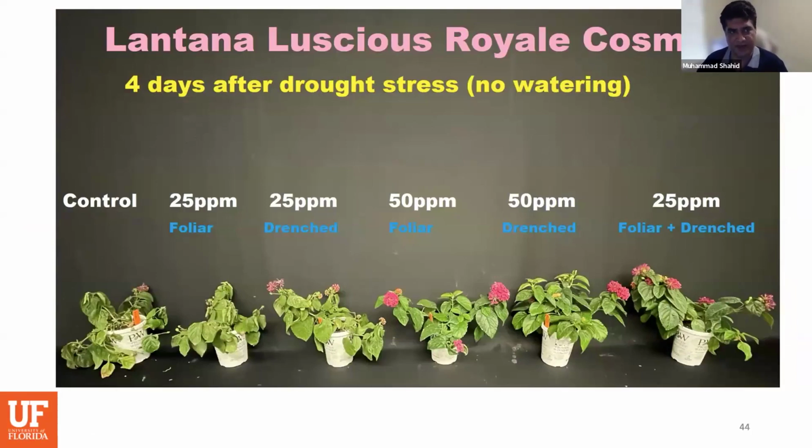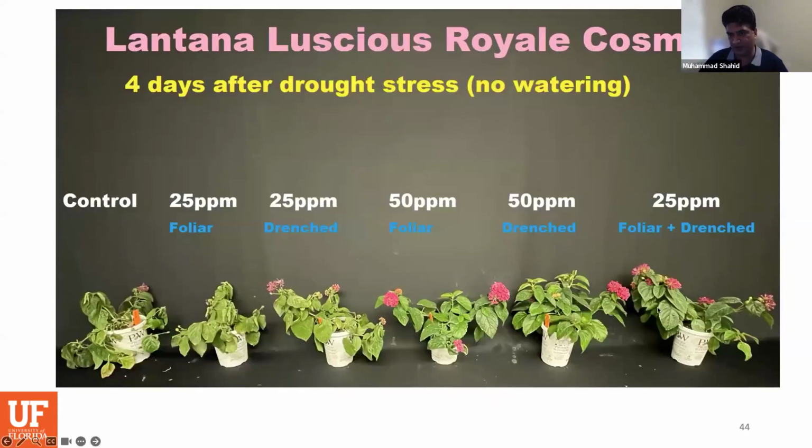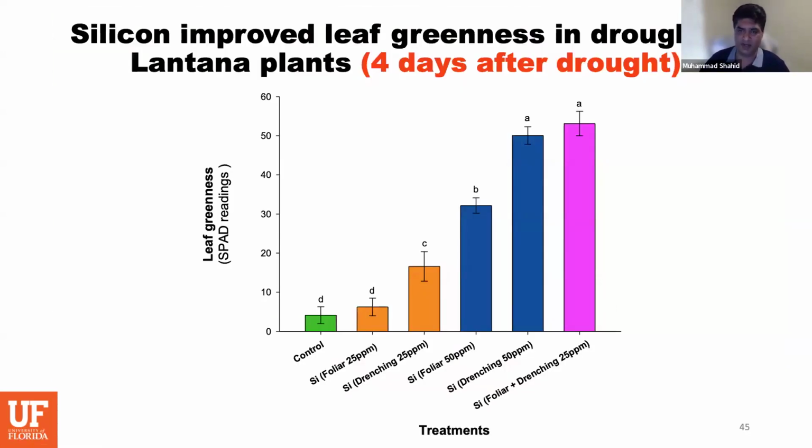Same was the situation in the case of lantana. The control died completely at day four of no watering. In that case, we did not see a big difference between 50 parts per million foliar, root application, and the combination of both. All three performed very well. Yes, there was a difference in chlorophyll contents, where these had more chlorophyll than this one, but these did not do well on rewatering. What we observed, especially in the lantana plants, is that we did not see any significant difference in growth under drought conditions, and we measured chlorophyll content using the SPAD meter for leaf greenness.